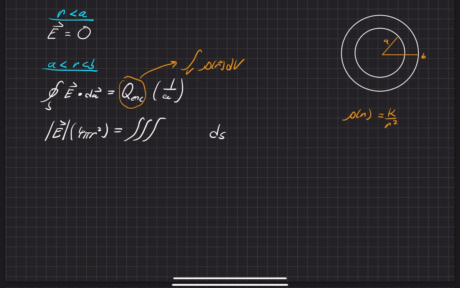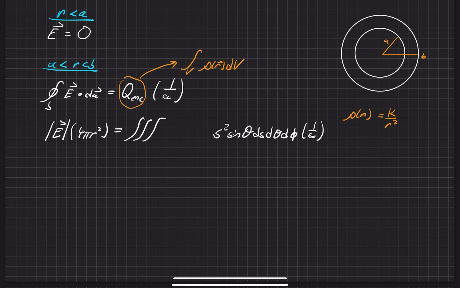Since r is already taken, we'll label the integration variable as s, to be consistent with the problems we did in the earlier chapter. So this is the volume element for our Gaussian surface, that which is contained in the Gaussian surface.